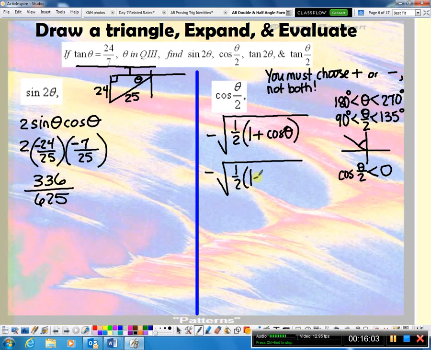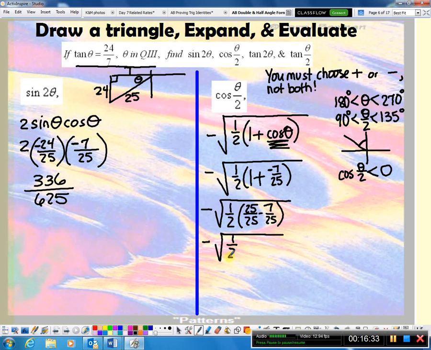So I've got 1 plus. Now this cosine theta means use the original picture. And I already know that cosine theta is negative 7/25 because I inserted that value on the previous problem. So that's going to give me 1/2 times, let me change the 1 to 25/25 minus 7/25. And I know that 25 minus 7 is 18. So now I've got half of 18/25. And I know half of 18/25 would be 9/25. And now I've got a fraction that I can take the square root of really simply. And so your answer is negative 3/5.